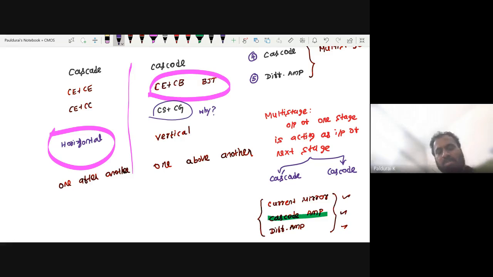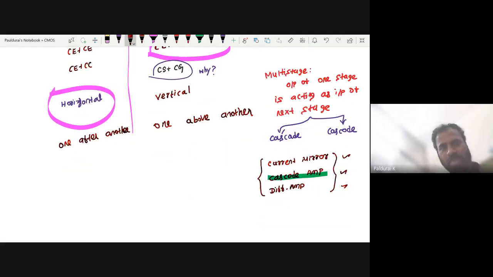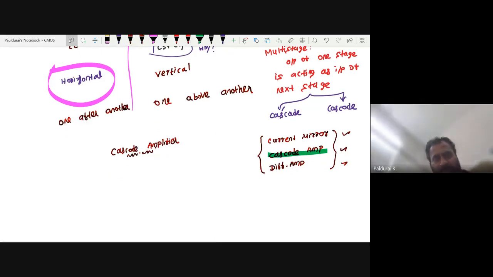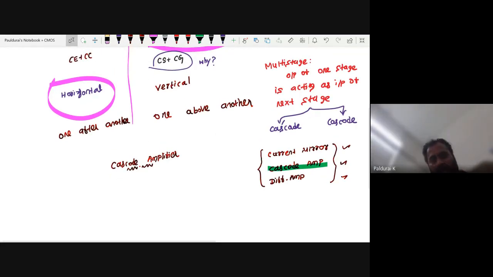Okay, so let me draw that cascode amplifier. What is the unique property of this? From an interview point of view it is very important. So can you sketch a very simple diagram for this cascode amplifier, that is CS, common source, plus common gate, right?